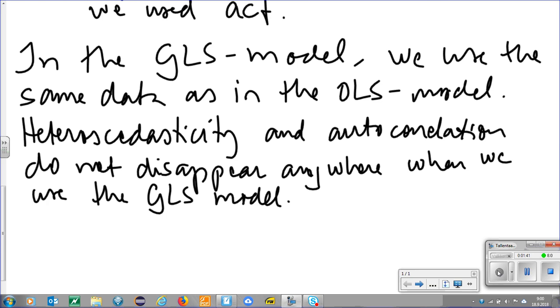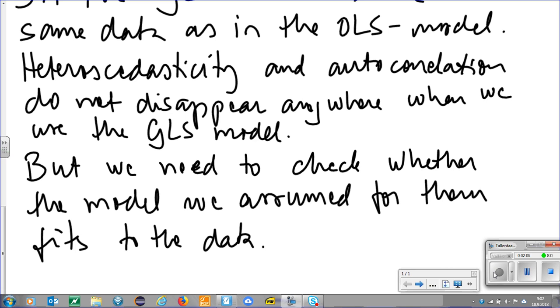Now it's very important to recognize that in the GLS model we use the same data as in the OLS model, and heteroskedasticity and autocorrelation are properties of the data, and therefore they never disappear when we switch from the OLS model to the GLS model. But we need to check whether the models we assume, so whether the power type variance function or the AR1 structure for the autocorrelation, really fit the data as we expected. And we need tools for that.